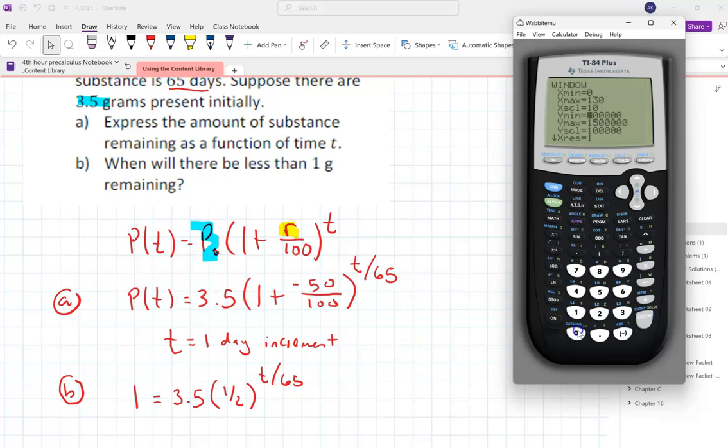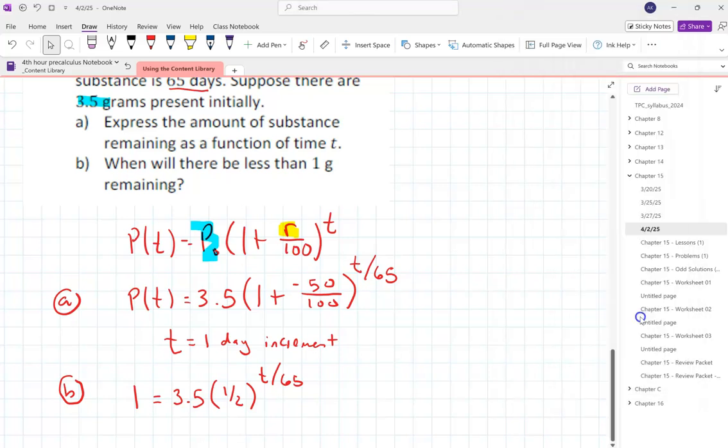The minimum this will ever be is 0, right? Eventually it'll decay down to nothing. And the most it'll ever be is what we started with, so like 3.5. And let's hit go. There we go, right there. Second trace, intersect command, enter, enter, enter. 117.5-ish days.